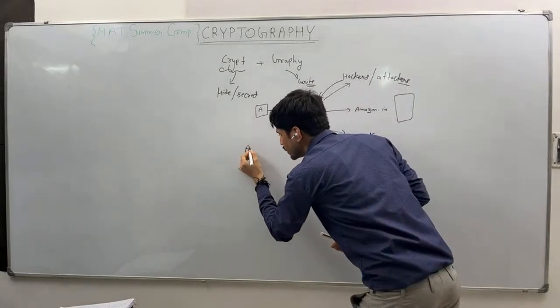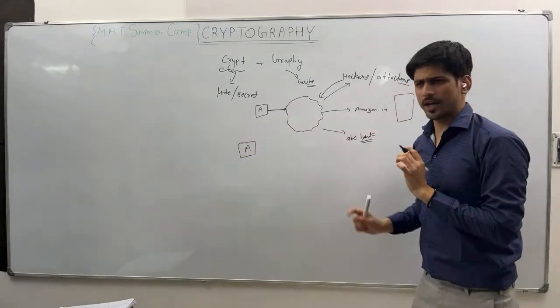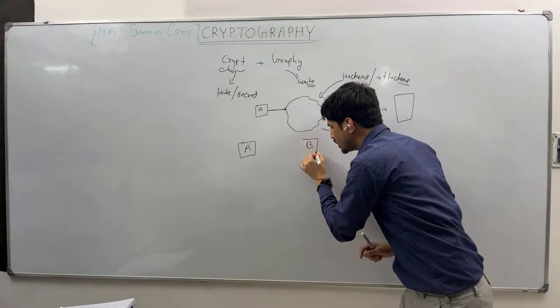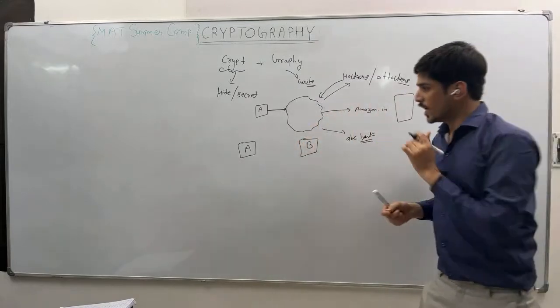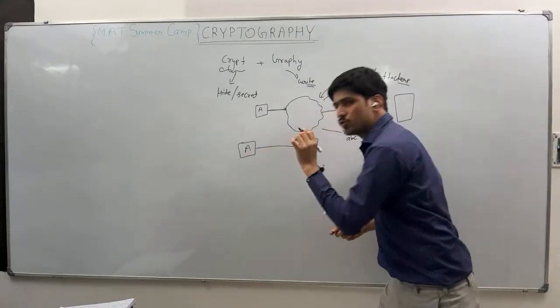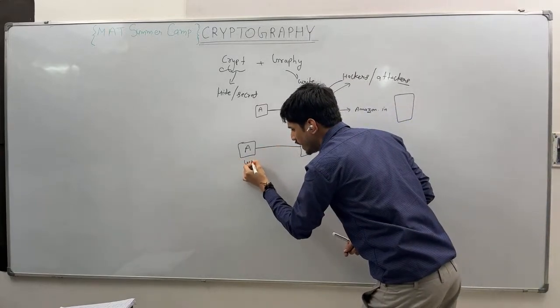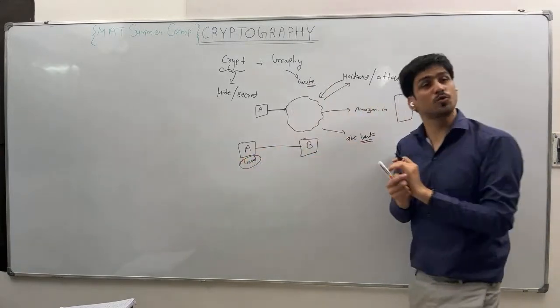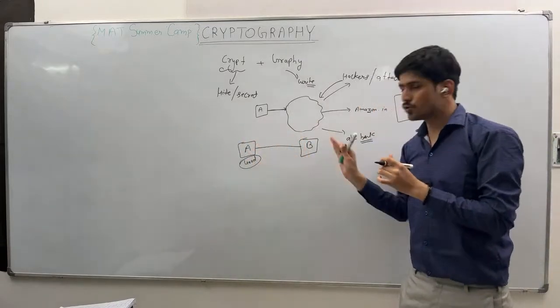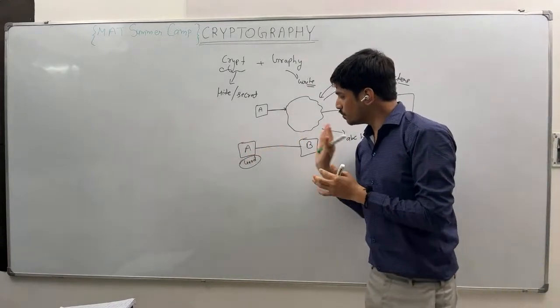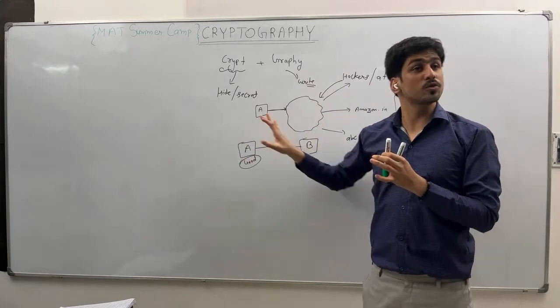Let's say this is someone A, and there is a B. Let's say we have only two computers, and A wants to send some message to B. A has a simple plain text message, that is, good. A wants to send that message to B, and between A and B there is a network, and that is called the internet.